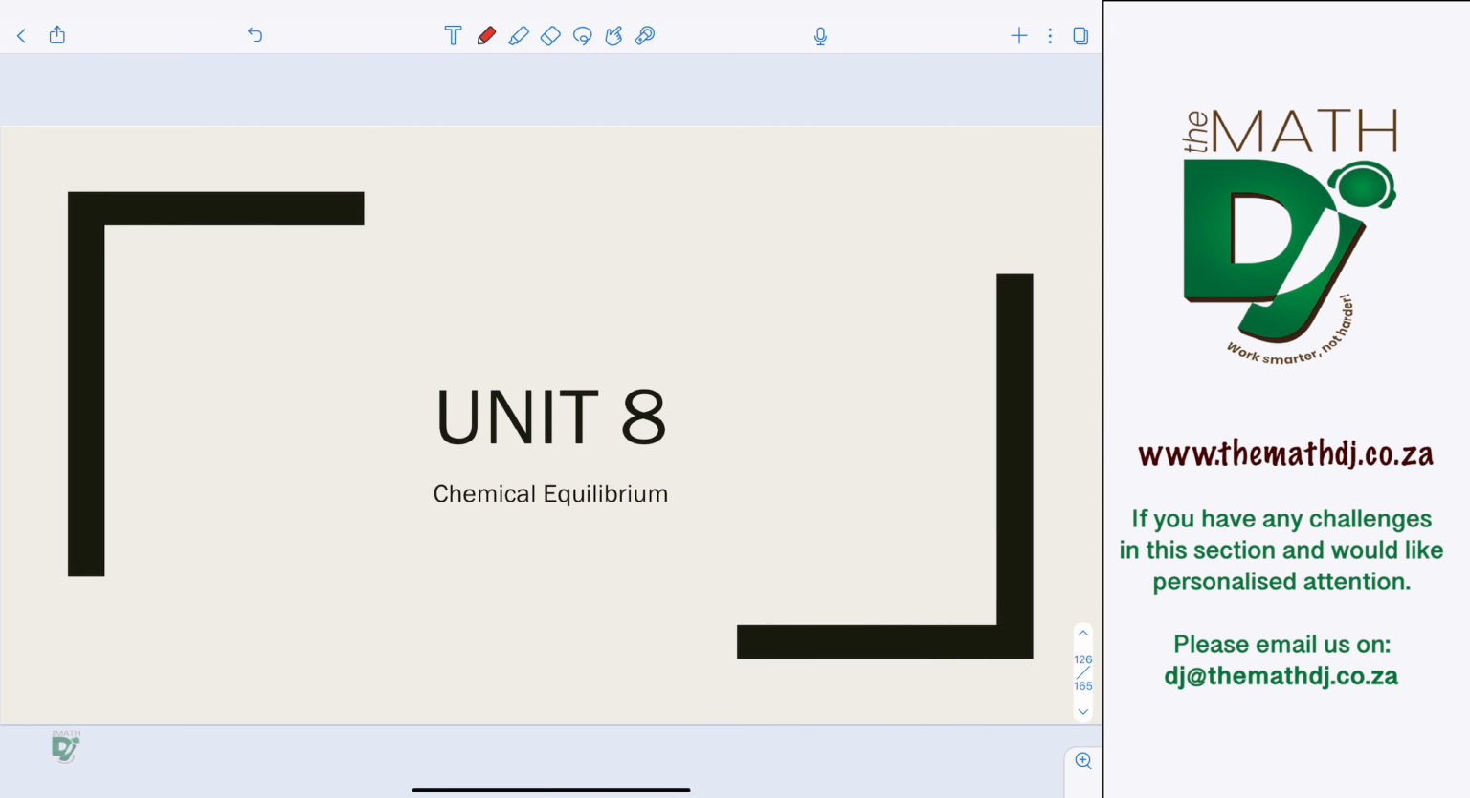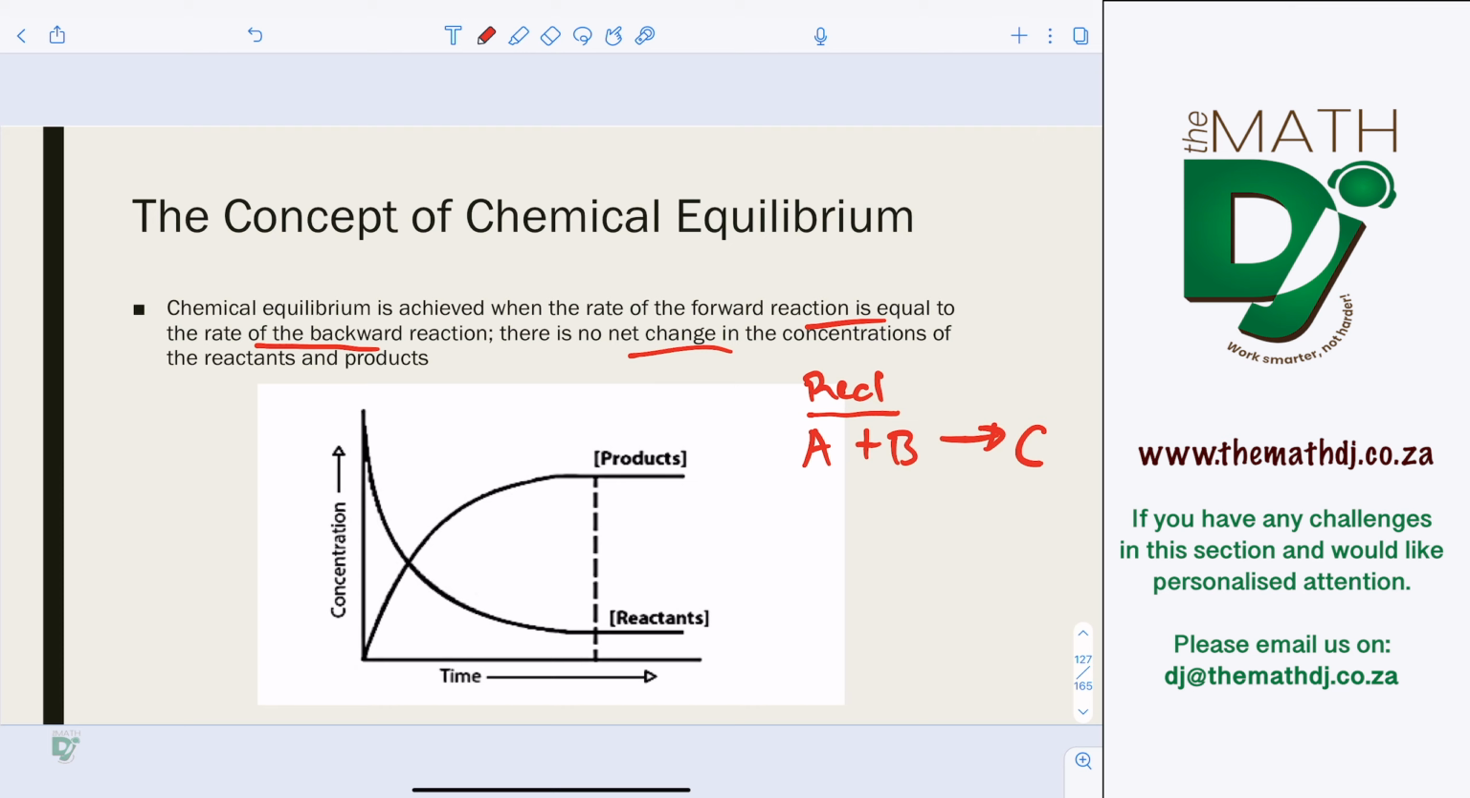So over time, let's say with A plus B is equal to C. So remember, the left side, these are reactants. Reactants. And this side, the right side, is products.